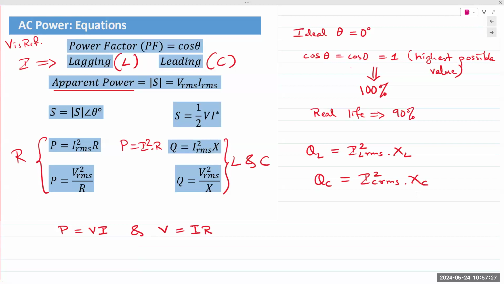And there's one final equation. S, the total complex power, can also be given by the product of voltage and current, and these are in phasor form. The voltage and the current are in phasor form. It's half V I asterisk. And that asterisk notes that it is the complex conjugate of the current I.